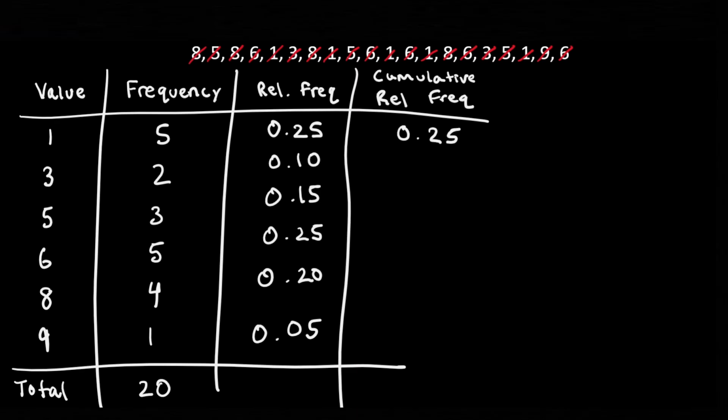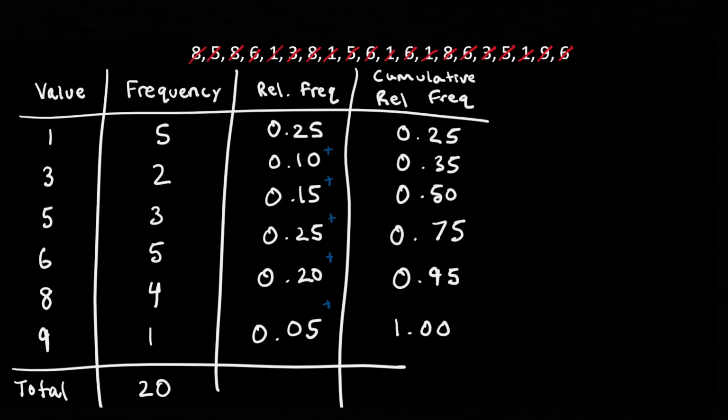Then the cumulative relative frequency for 3 is just 0.25 plus 0.10, which is 0.35. For 5, it's 0.35 plus 0.15, which is 0.50. For 6, it's 0.5 plus 0.25, so it's 0.75. For 8, it's 0.75 plus 0.20, which is 0.95. Then finally for 9, it's 0.95 plus 0.05, which is 1.